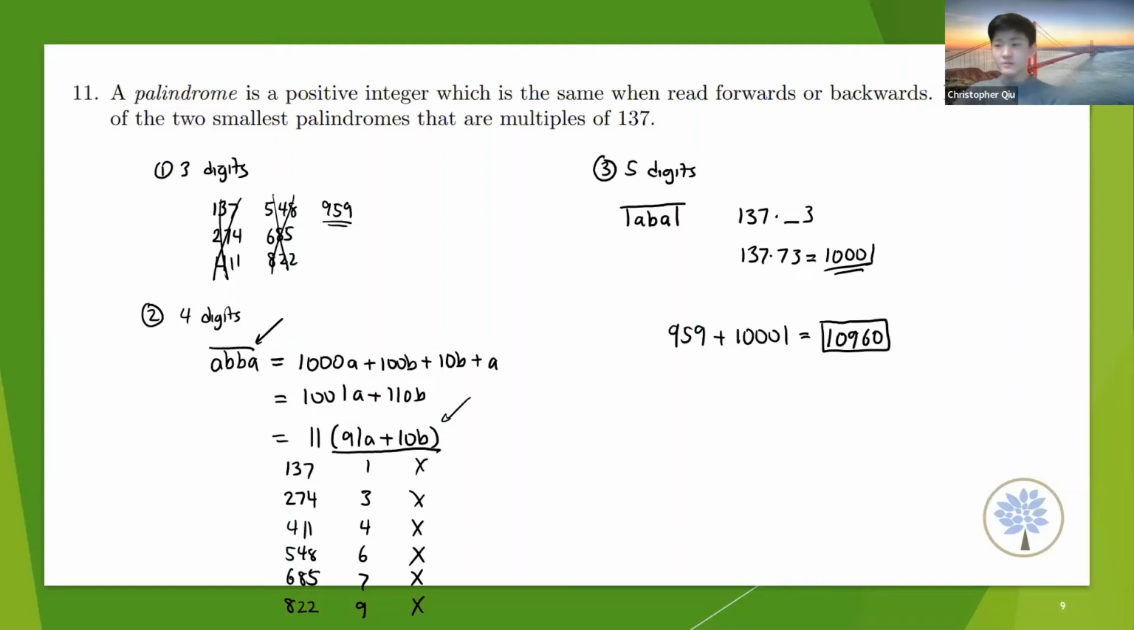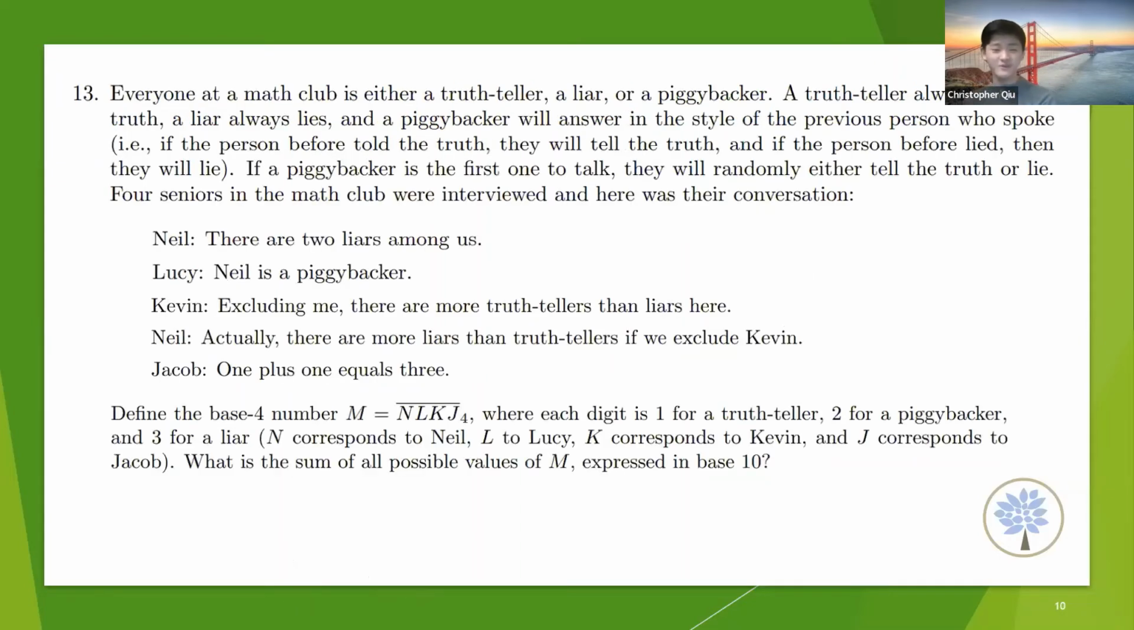All right, let's move on to problem 13. This one is kind of like a riddle. Everyone at a math club is either a truth teller, a liar, or a piggybacker. A truth teller always tells the truth, a liar always lies, and a piggybacker will always answer in the style of the previous person who spoke.